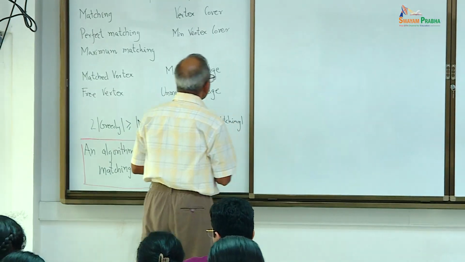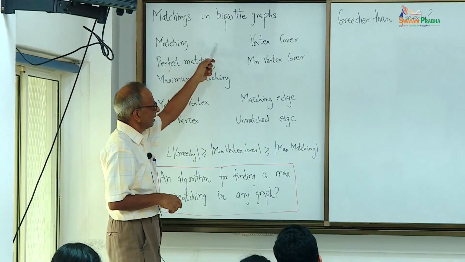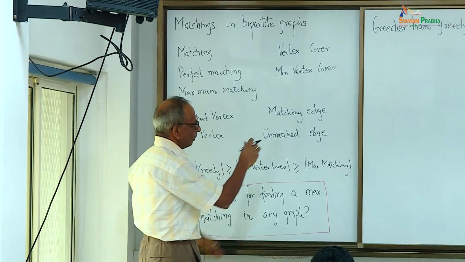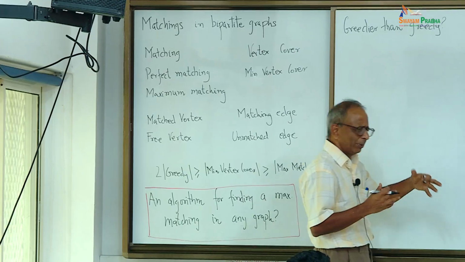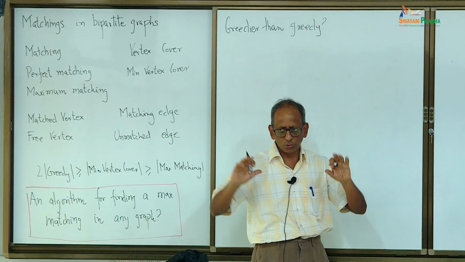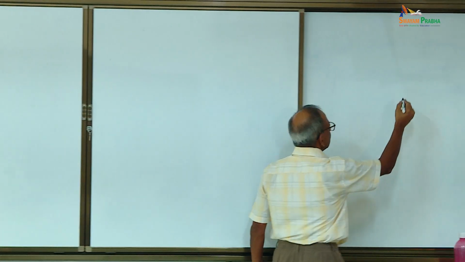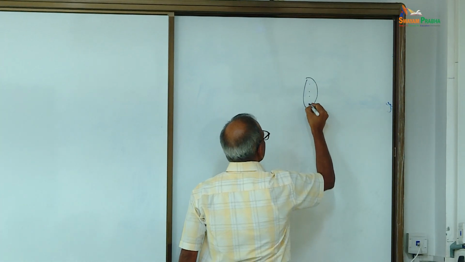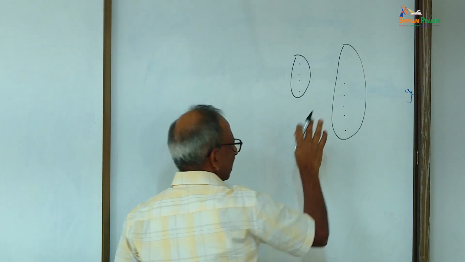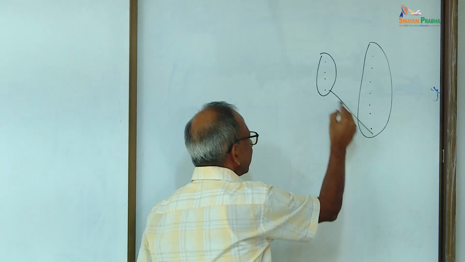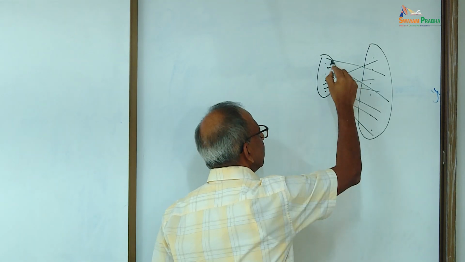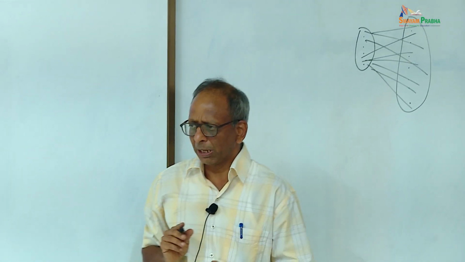In general, a bipartite graph need not have the same number of vertices on two sides. So many of the things that we are going to discuss will be true for any bipartite graph. It doesn't have to be the same number of vertices on the two sides. So this is a perfectly fine partition of vertices, and this is also a bipartite graph.